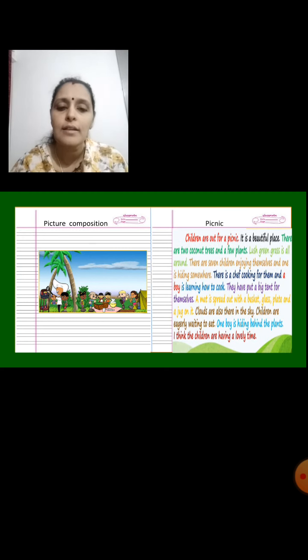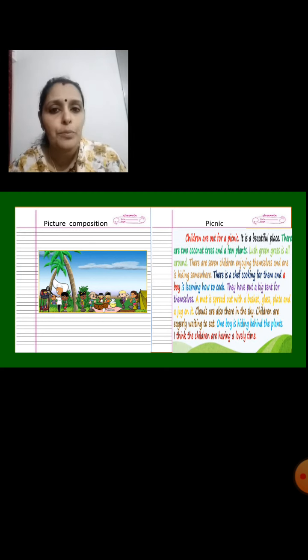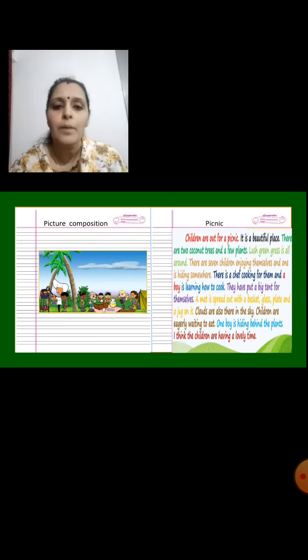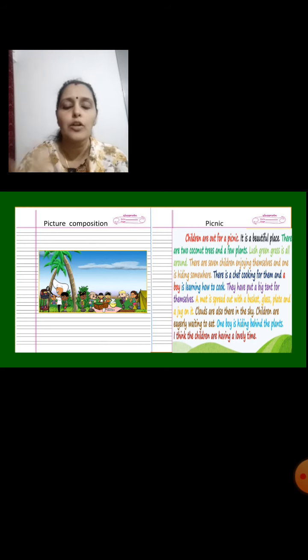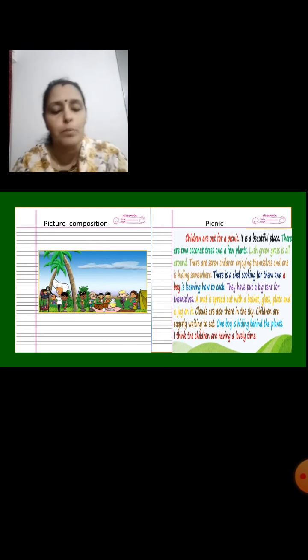Yes, we will stick or draw pictures on the left hand side. Whatever topic we are writing, a picture or a drawing of that topic, we will draw it on the left hand side and our composition we will write it on the right hand side. Yes, this is how we write in a composition book, right? Okay. So on the left hand side you can stick or draw picture and on the right hand side you have to write the composition.